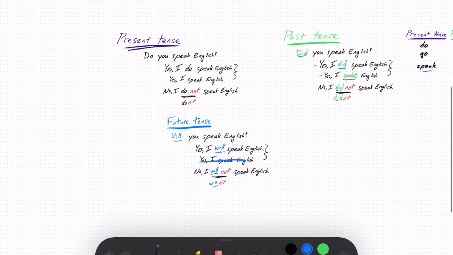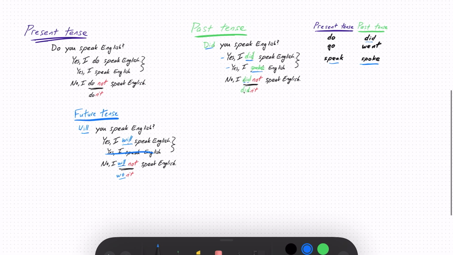So there you go. The present tense, the past tense, and future tense of how to use the word do or did or will to ask these questions.